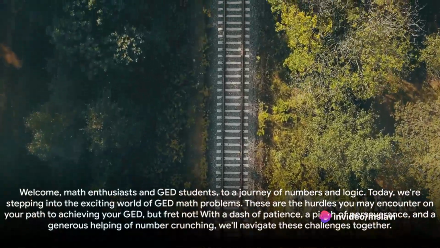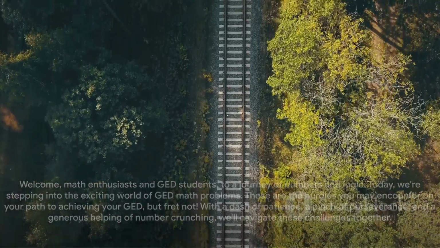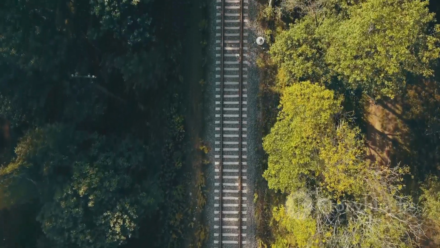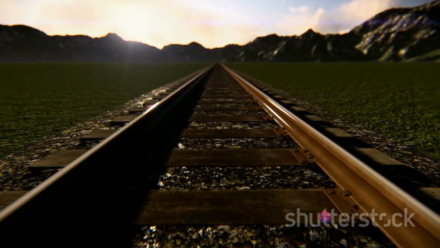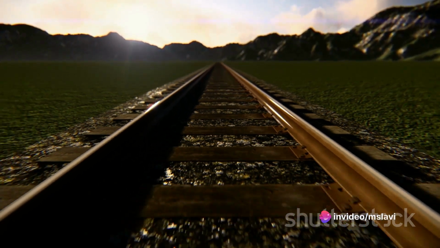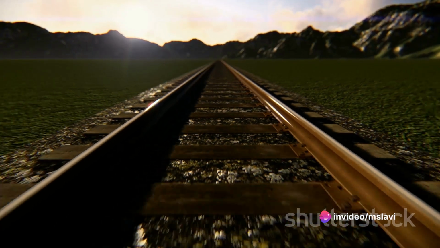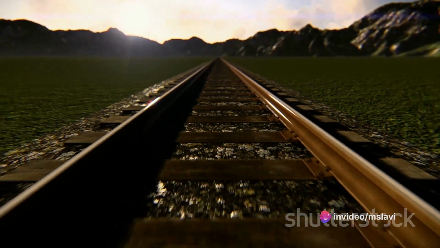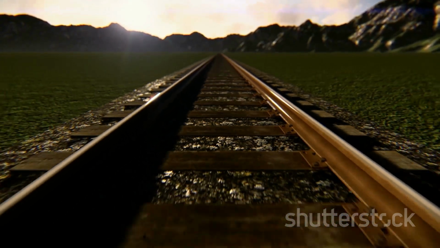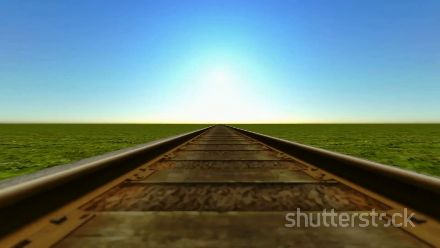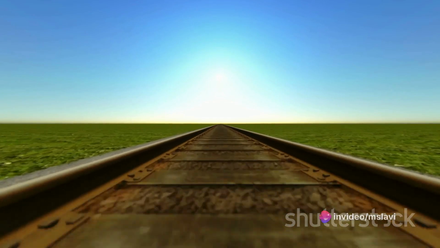Welcome, math enthusiasts and GED students, to a journey of numbers and logic. Today, we're stepping into the exciting world of GED math problems. These are the hurdles you may encounter on your path to achieving your GED. But fret not. With a dash of patience, a pinch of perseverance, and a generous helping of number crunching, we'll navigate these challenges together. Now let's delve into today's problem.